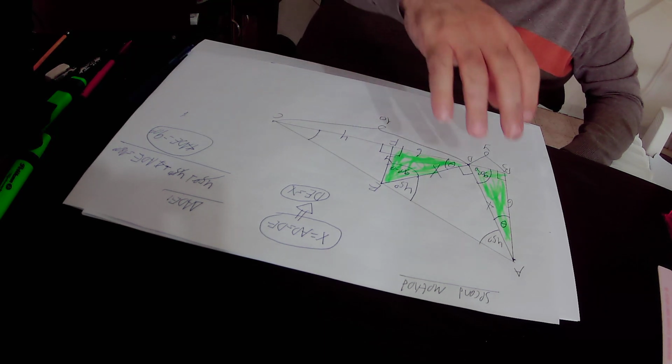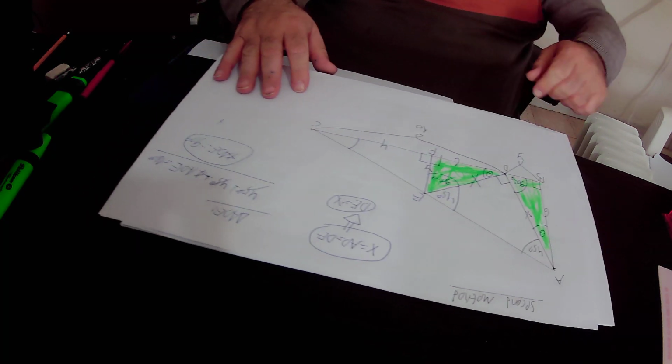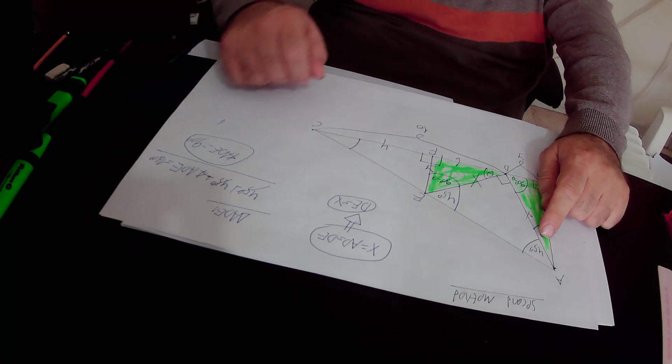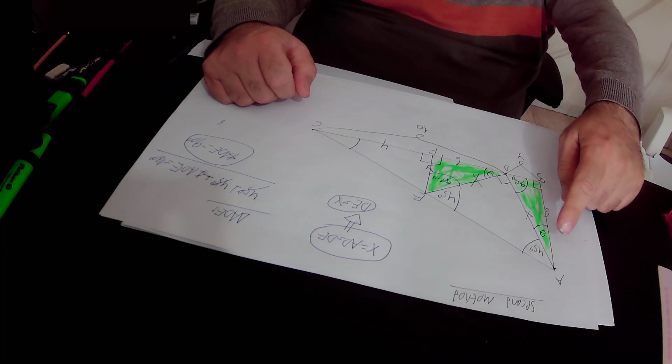And we know that the sum of the angles in triangle ADE must be equal to 180 degrees. So which angles do we have in triangle ADE? We have 45 degrees, and this angle is also equal to 45 degrees. And we have angle ADE.